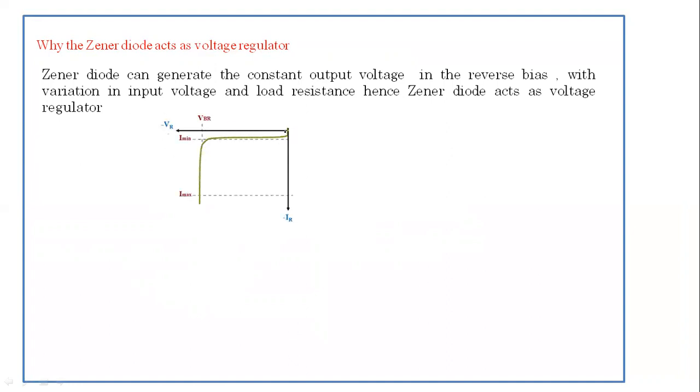So in the reverse bias, we will get the characteristics like this. Up to this voltage, if you increase the input voltage or the load resistance continuously, the output voltage is constant. As we are getting the output voltage constant, the Zener diode acts as a voltage regulator.